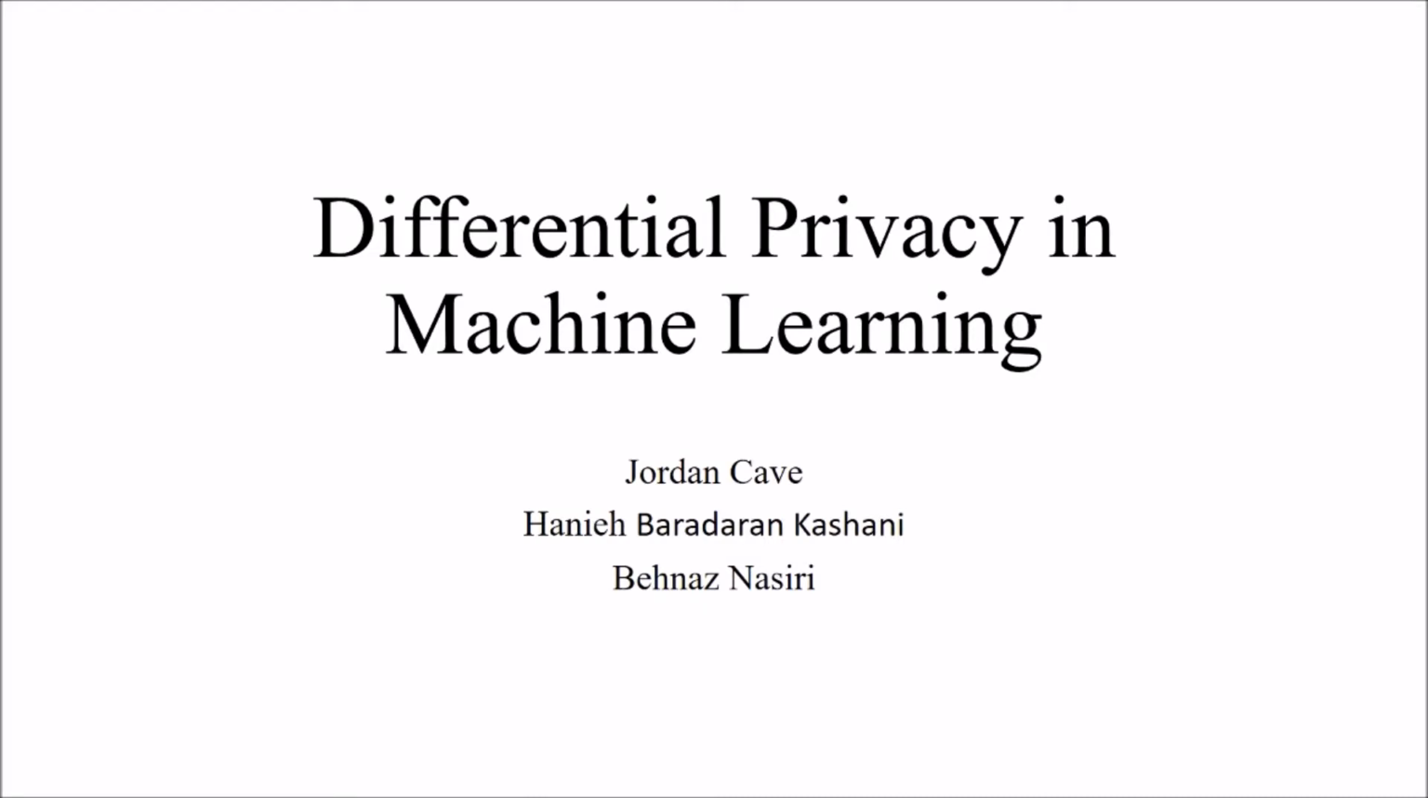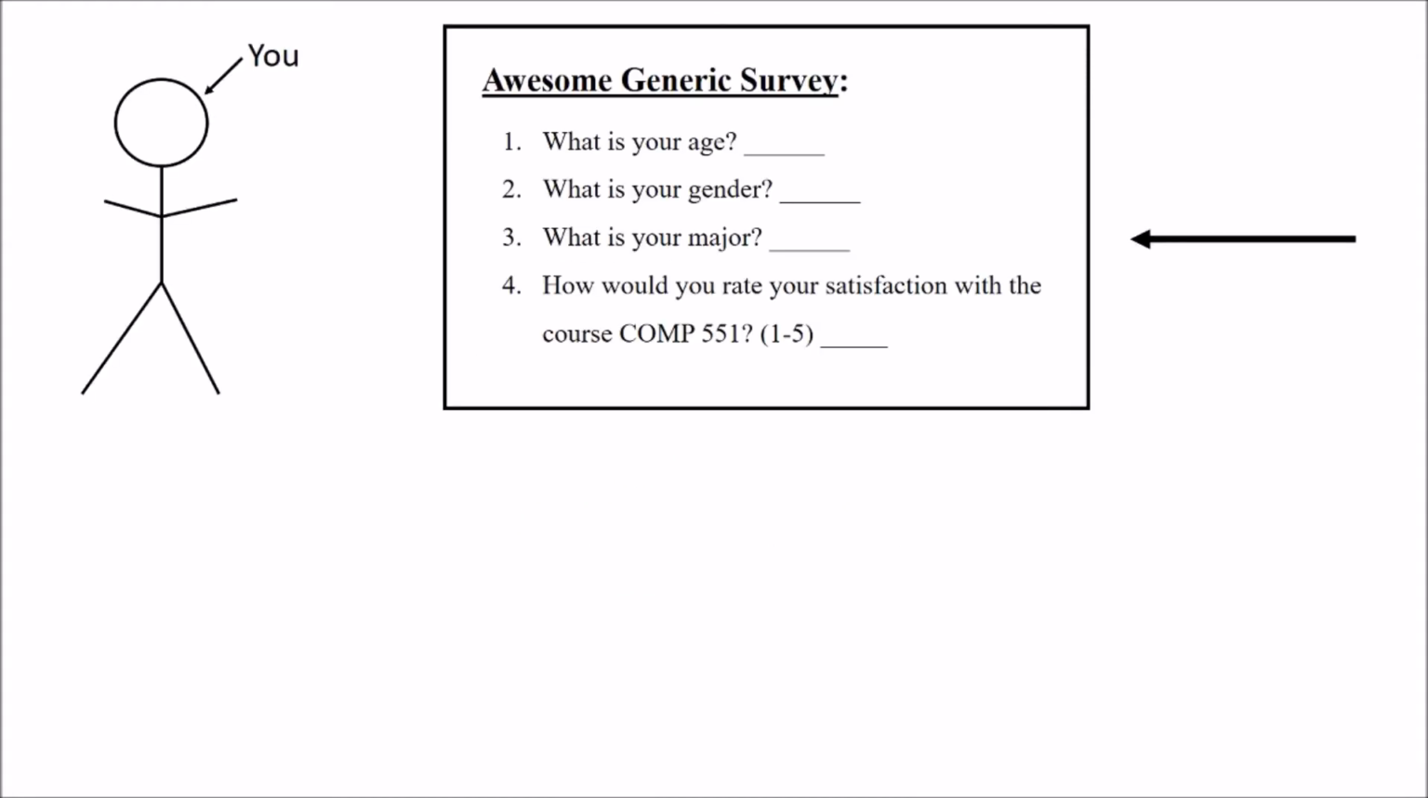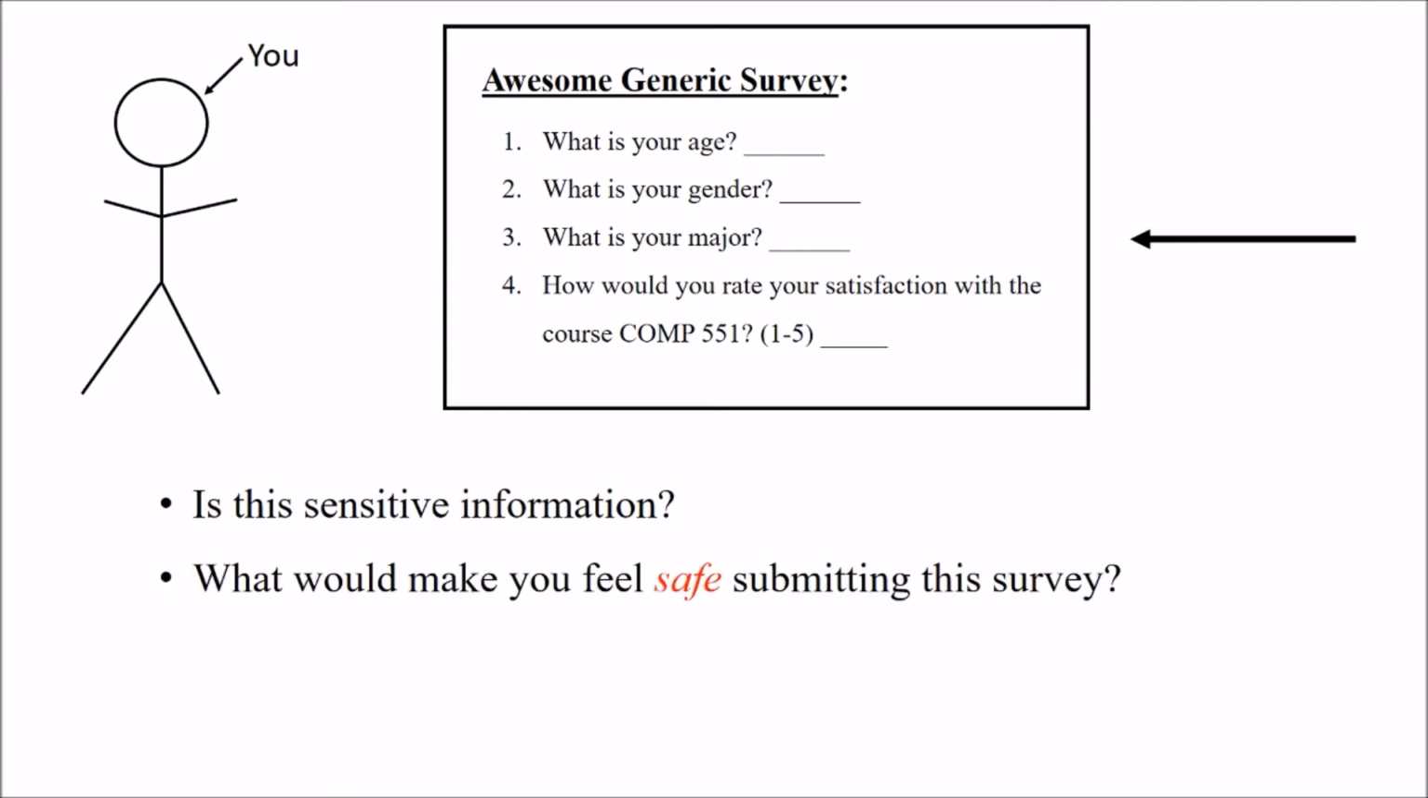Hi everyone. So in our video today we'll be discussing differential privacy in machine learning techniques. Say someone hands you a survey in class one day and you look at it and you say, okay, but is this sensitive information? What would make me feel safe when submitting the survey? What would make me feel anonymous when submitting this survey?